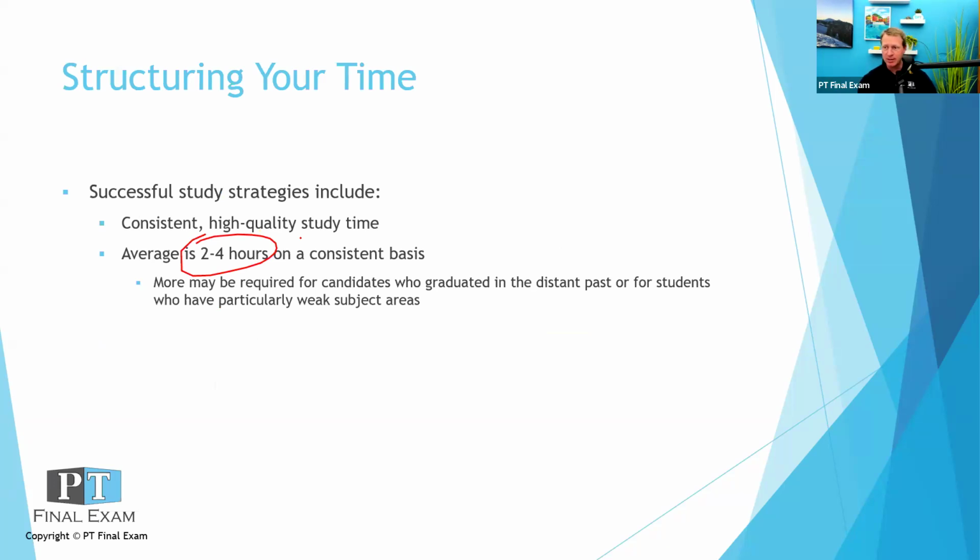Now, it could be a little bit higher for some of you if you graduated a long time ago, or if you don't remember a lot of things from your PT schooling. It may be much more necessary to study more in the 4 to 6 or 6 to 8 hour range, but this is a good starting point. 2 to 4 hours most days on a consistent basis is a really good starting point as far as the quantity of content you need to go over.